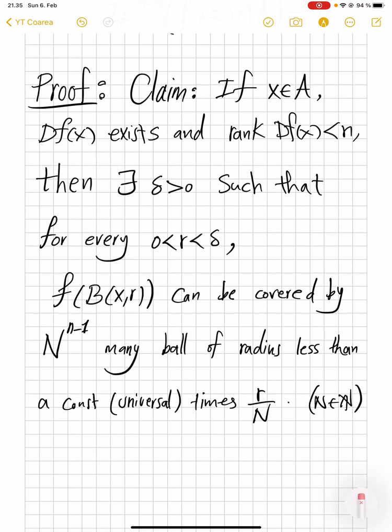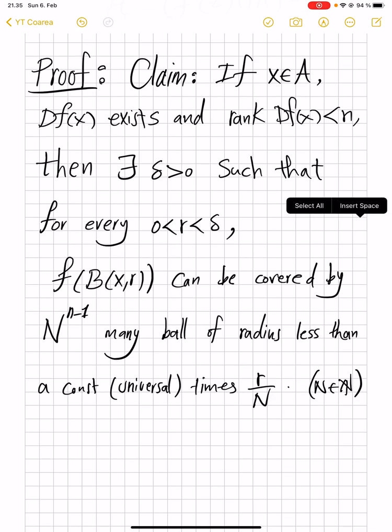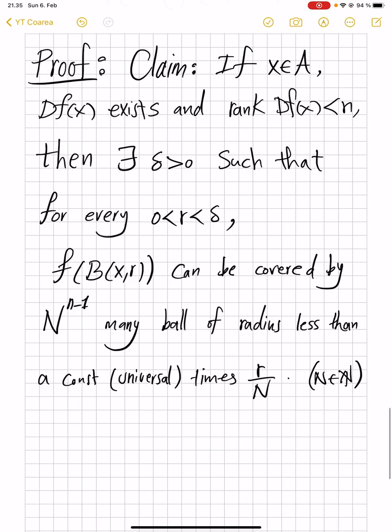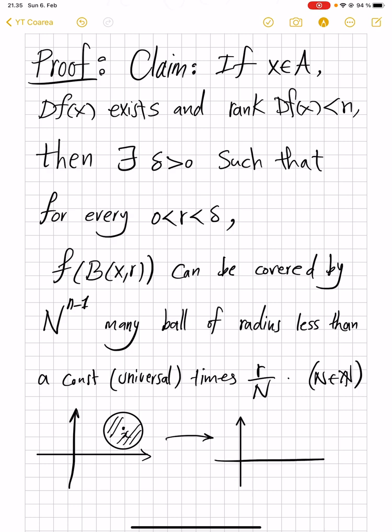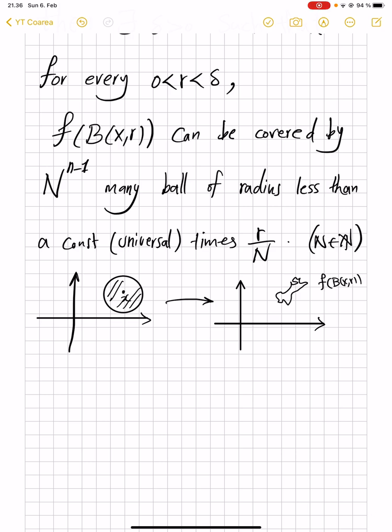Okay, so give me a second. This was too early. The reason is because I don't have my picture yet. So the idea is to show that if the derivative of f at x has rank less than n, then the image of this ball is smaller than it would have been otherwise. The image of the ball under a Lipschitz map can be anything. It doesn't have to be a ball or anything like that. So this is f(B(x, r)).